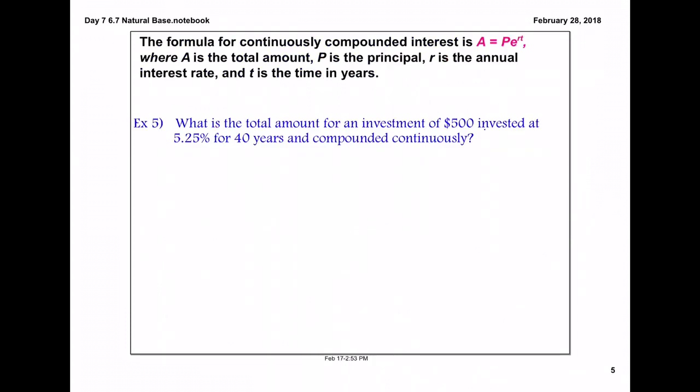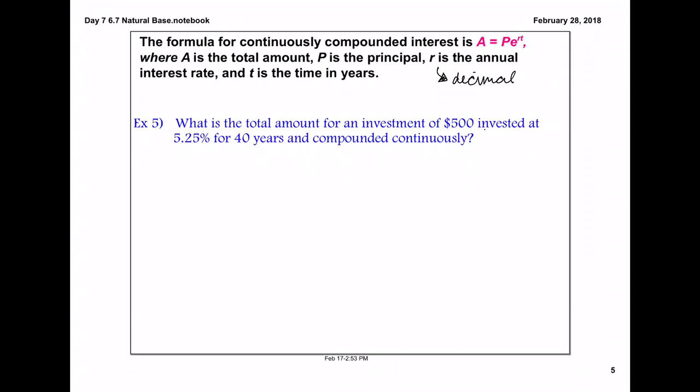Next, we're going to talk about the compound continuously formula, and that formula is what we call A = Pe^(rt). A is the total amount, P is the principal, R is the annual interest rate, which you want to make sure is a decimal, so you need to convert it, and T is the time in years.